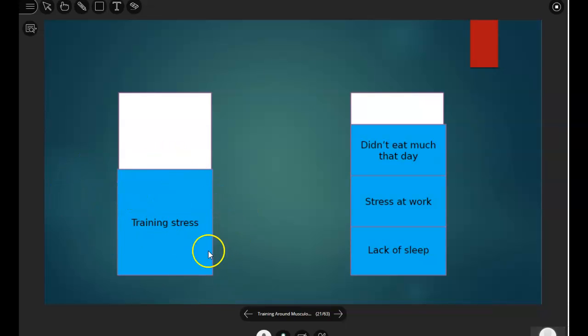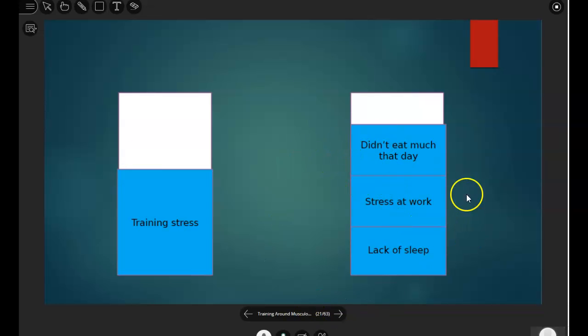Your exercise is going to fill up their training cup. So this is how much you're filling up with the training stress. This is what your plan is. But somebody comes in and they didn't get a lot of sleep, they had a lot of stress at work, and maybe they didn't eat that much that day.